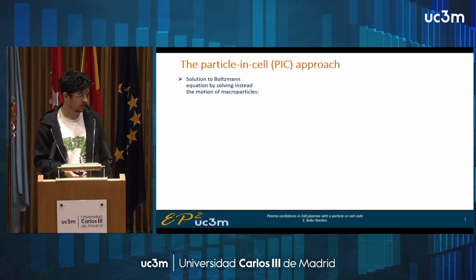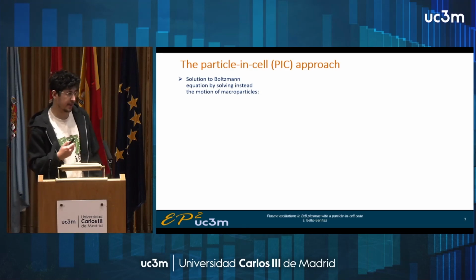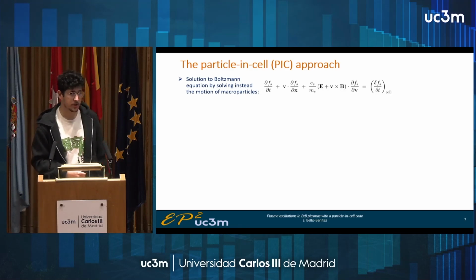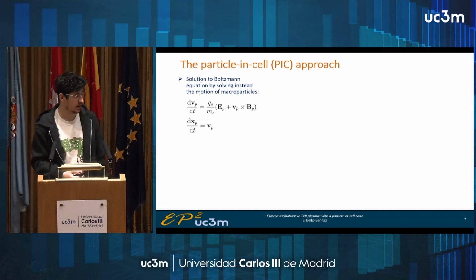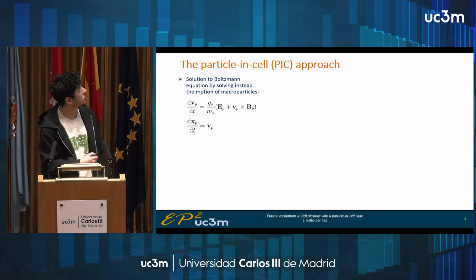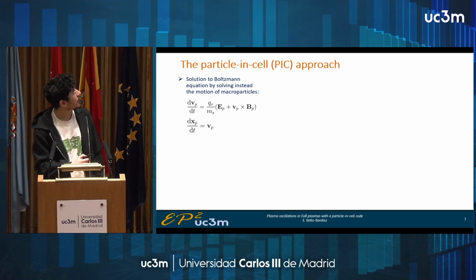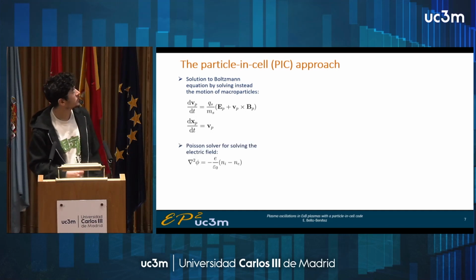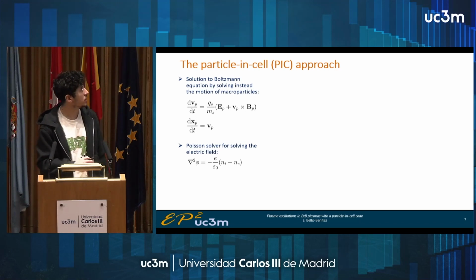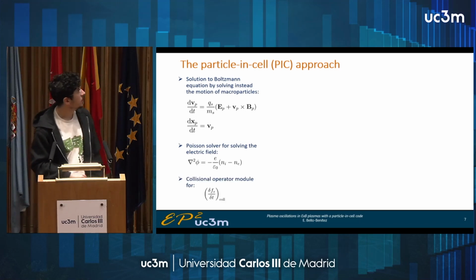Okay, so particle-in-cell codes, just very briefly. The idea is to solve the Boltzmann equation for every species in the plasma, to solve for the velocity distribution function. However, we don't solve this equation directly, but we discretize the distribution function in macroparticles and solve the motion of those macroparticles instead. We need the electric and magnetic fields. In our case, the magnetic field is given, and the electric field comes from the solution to the Poisson equation. Also, we have a module for simulating collisional processes, okay?